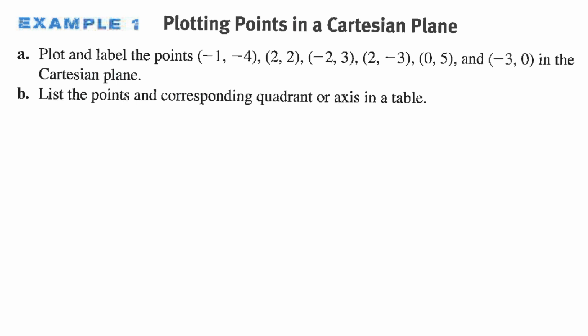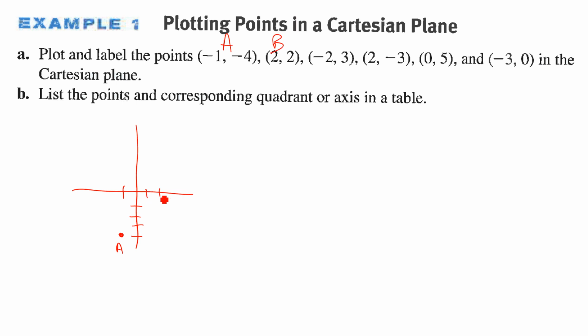All right, so let's try an example here. Plot and label the points -1, -4, etc., in the Cartesian plane, and then we'll make a chart, a table, and we'll talk about the quadrant or axes in that table. Okay, so let's start with our coordinate plane. -1 will go left 1, and -4 will go down 4. Put a point right there. I'm going to label that point A, just so it's easier to do it that way. So that's point A.